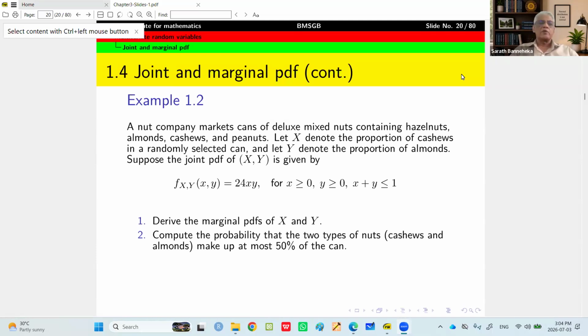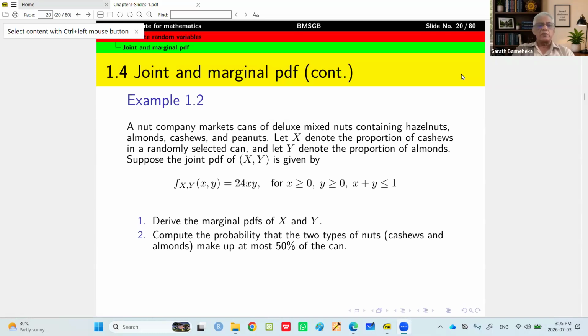So we were looking at this example 1.2, where we are given a certain joint density function of x and y, where x is the proportion of cashews and y is the proportion of almonds in a randomly selected mixed nut can. X plus y has to be less than or equal to 1. It can be less than 1 because there are other types of nuts also. Or maybe only those two are there. In that case, x plus y will be equal to 1.